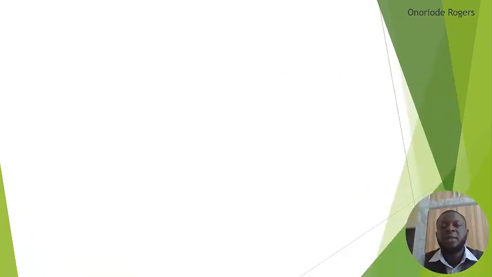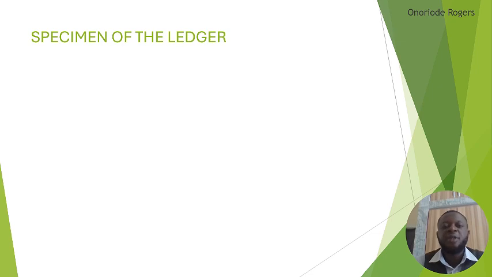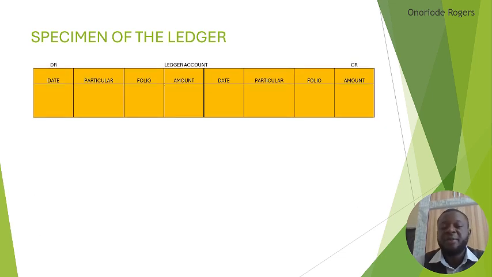Okay, now let's look at the specimen of the ledger. How does the ledger look? Look at the specimen of the ledger. Here we have the ledger account. Then we have the arrow on the left-hand side which connotes debit, and the arrow on the right-hand side which connotes credit. You look at it, the ledger is divided into two parts with a thick line. Look at the thick line. On both sides of the line we have the same information.